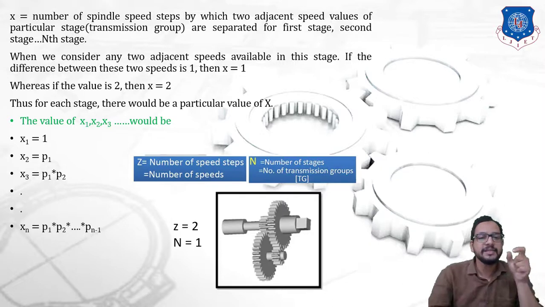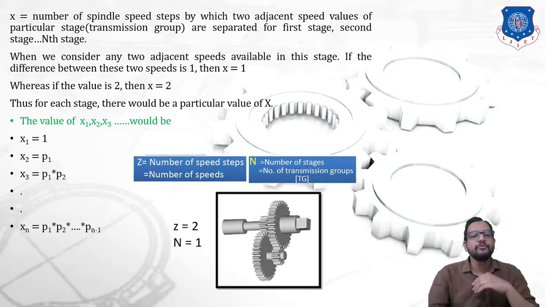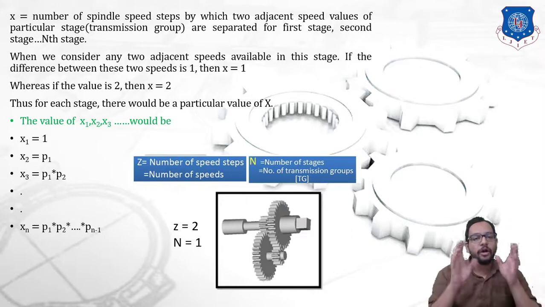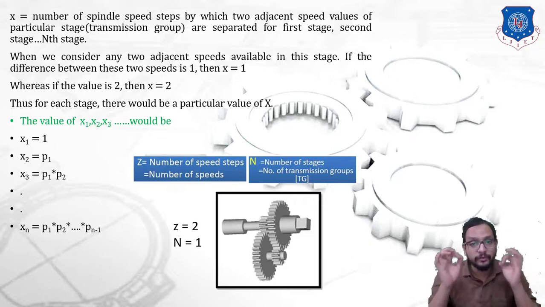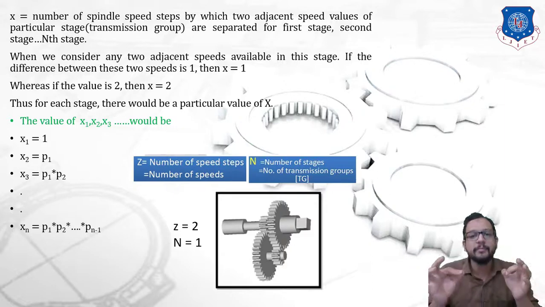Thus for each stage there would be a particular value of x. So the values of x1, x2, x3 would be, always remember that for the first stage, x will always be equal to 1. x1 will be equal to 1. Remember, this is fixed. In every structural formula, whenever you form one, we need to remember that we take x1 equal to 1.